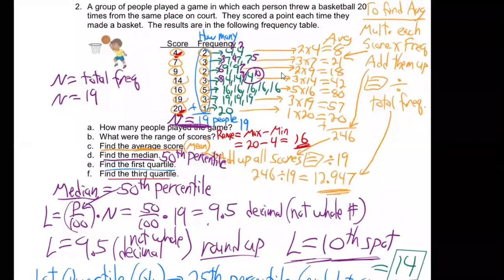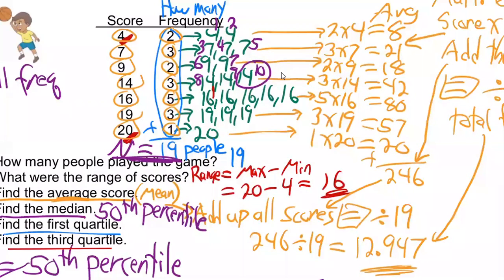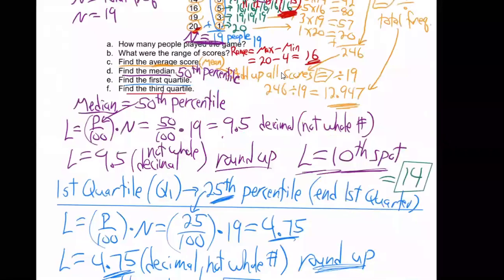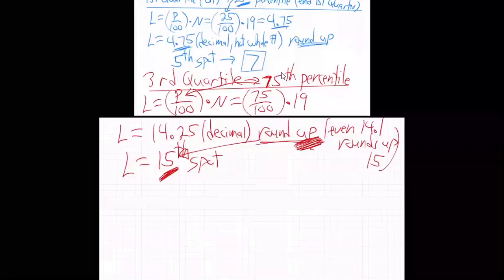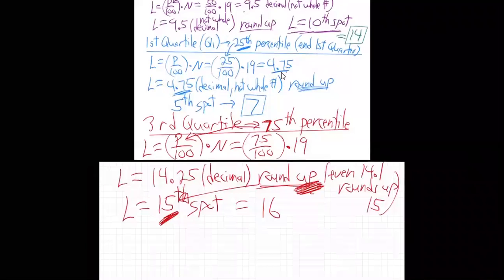So this is 10. Let me make this a little bigger for y'all. 10, 11, 12, 13, 14. There it is. There's the 15th number in the list. See how I've numbered the numbers from 1 through 15 there? The 15th number in the list is the last 16, isn't it? Yep. It's the last 16. So the 15th spot equals 16. That is it.